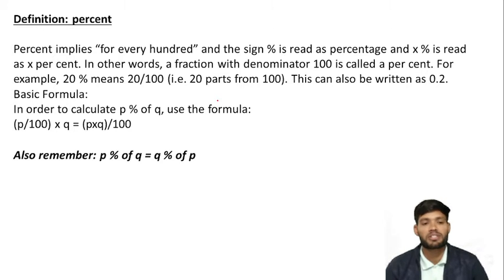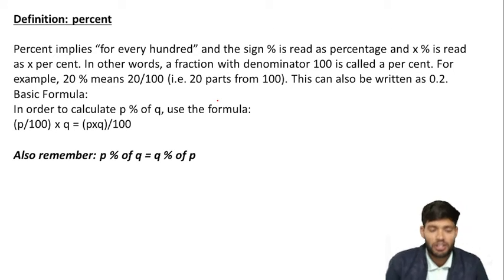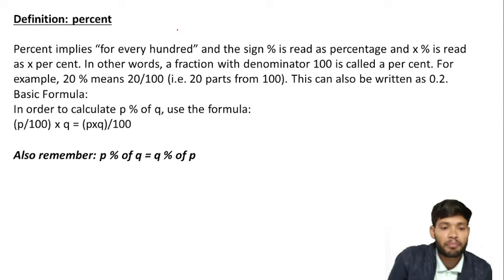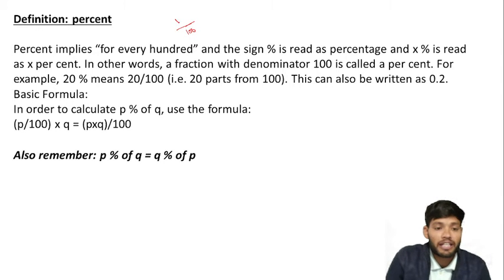Now, the definition of percentage. What is percentage? Percentage means percent, that is, per 100. We talk about the quantity per 100, like 12% means 12 out of 100. The sign for percentage is read as percent, and x percent is read as x percent. In other words, a fraction with the denominator 100 is called a percent.